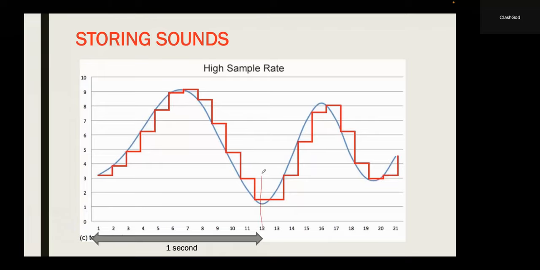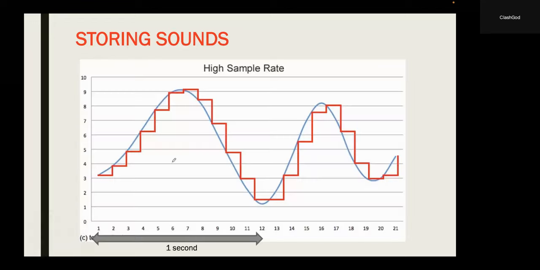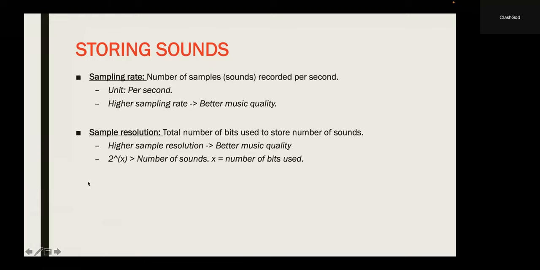So here, you say this is 1 second. If you count them, you'll realize that here it recorded a note, here it recorded a note, here it recorded a note, and so on: 3, 4, 5, 6, 7, 8, 9, 10, 11, and 12. Therefore, we can say that this sound sampling process recorded 12 notes, or 12 points, in 1 second. Therefore, the sampling rate for this piece of sampling is equal to 12 per second. All right, that's what sampling rate means.